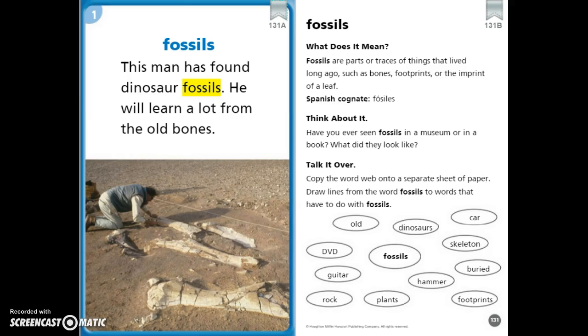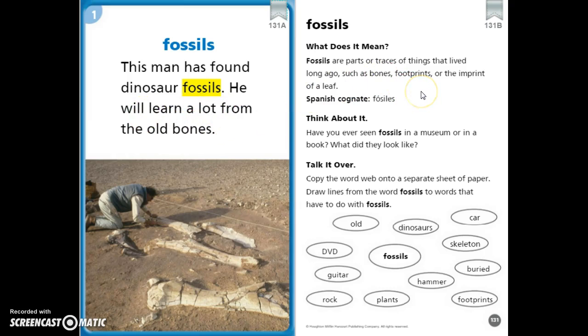If you can follow along with me, I have the context cards here, but I'd like you to read the word in blue and then read the sentence that follows along with me. So our first word is fossils. This man has found dinosaur fossils. He will learn a lot from the old bones.